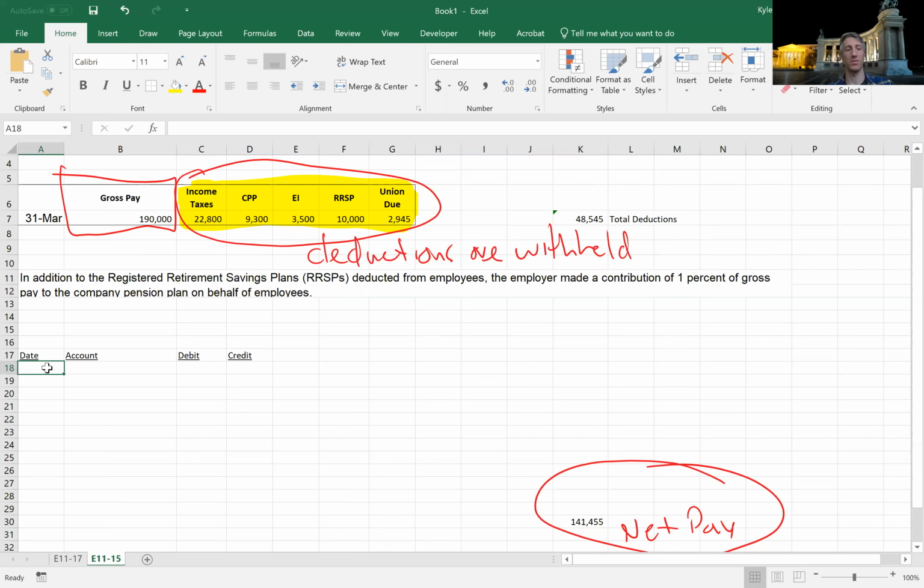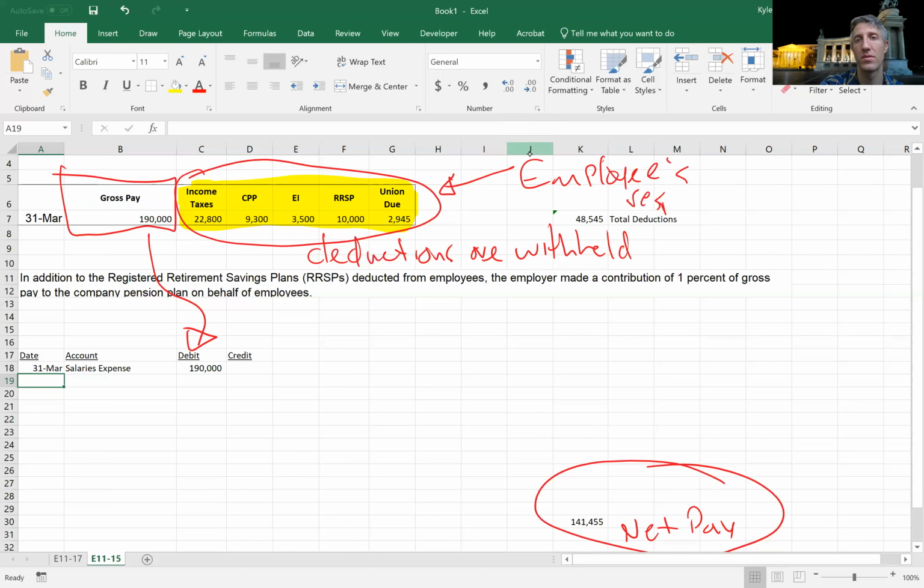So to start this journal entry, I'm going to put March 31st. This is the date, and we're going to debit a salaries expense account for the employer. The total amount we're going to debit is the 190,000. That's the expense to the employer. Why is that the expense to the employer? Well, because all of these deductions are the employee's responsibility. Now, some of these are cost shared between the employer and the employee, yes, but the employer will have to contribute on top of what the employee is putting in. So the total salary expense is the gross pay to the employer.